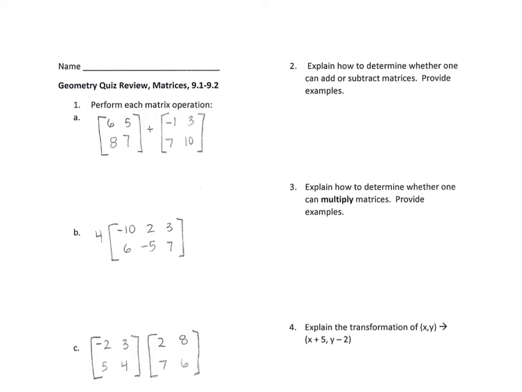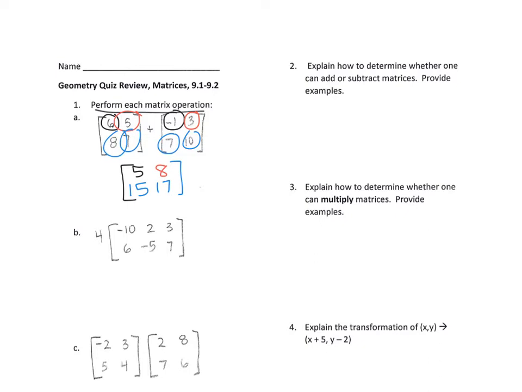Okay, quiz review. Perform each matrix operation. Right here you're adding, so you can add these two matrices because they're the exact same dimensions. So you just add their elements. So 6 plus -1 is 5. 5 plus 3 is 8. 8 plus 7 is 15. And then 7 plus 10 is 17. So those are your elements.